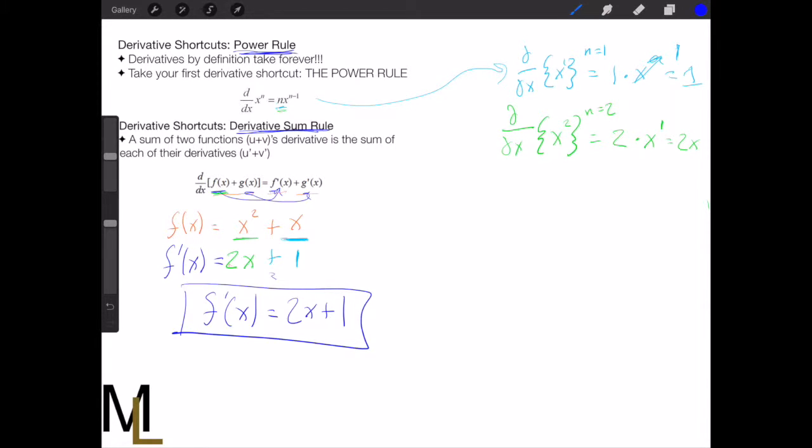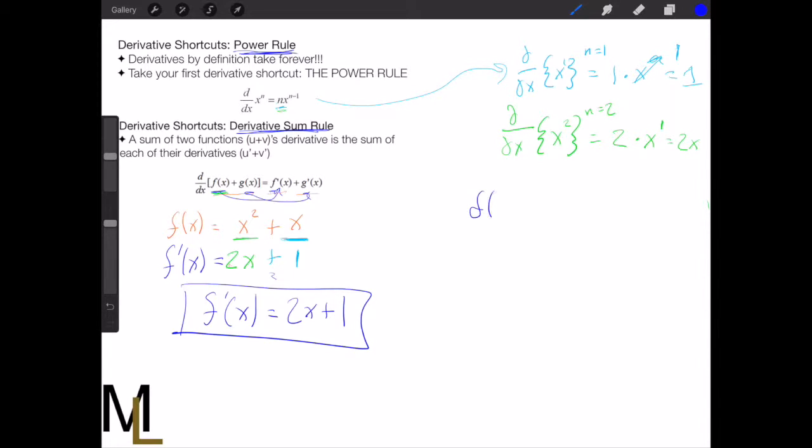So it's pretty simple, but this needs to become second nature. Anytime you see two functions added together, take the derivative of each individual one and then just add them back together. This also works, so don't get confused if you see a minus.